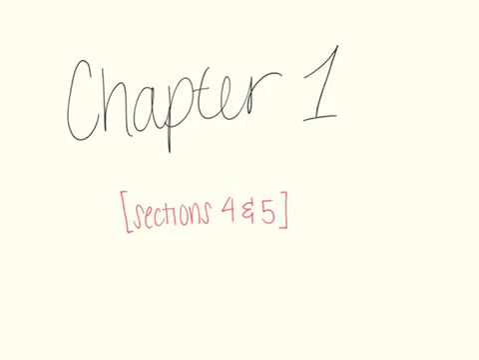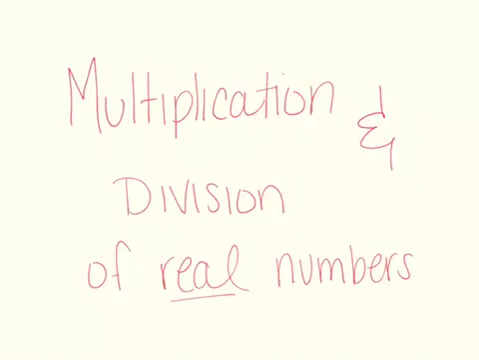So in this video, we're starting off chapter 1 and we're doing sections 4 and 5. In sections 4 and 5, we're going to be multiplying and dividing real numbers, and then we're also going to be looking at prime factorizations and least common multiples. So the first section, chapter 1.4, we're doing multiplication and division of real numbers.